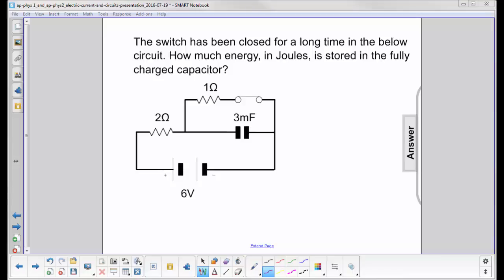The switch has been closed for a long time in the below circuit. How much energy in joules is stored in the fully charged capacitor? Let's first examine what's going on.